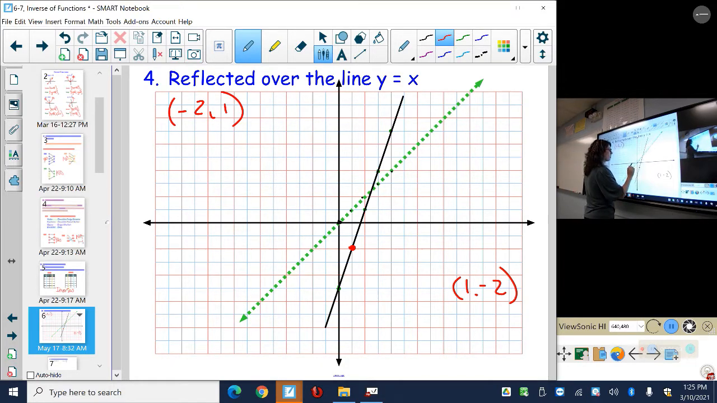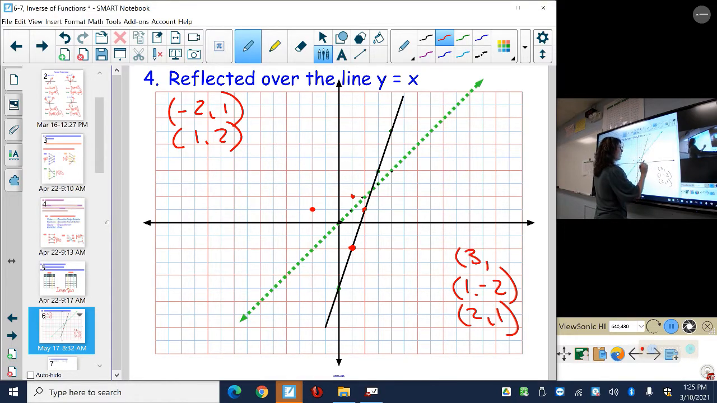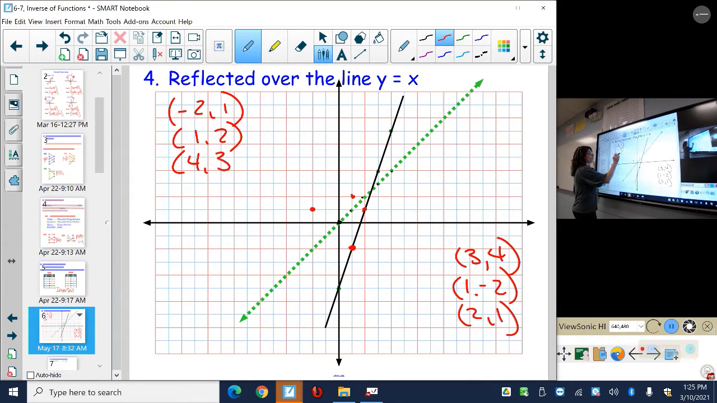So if I'm at negative 2, positive 1, there's that ordered pair. Over here, I have an ordered pair, and that ordered pair is going to be 2, 1. So its inverse is going to be 1, 2. So I'm at 1, I'm at 2. Then this ordered pair is going to be at 3, 4. So its inverse is going to be at 4, 3. So if I graph the point 4, 3, that puts me right here.